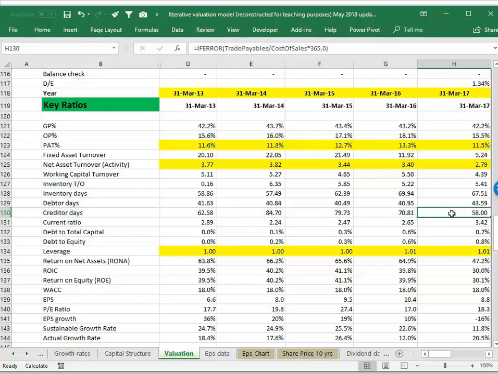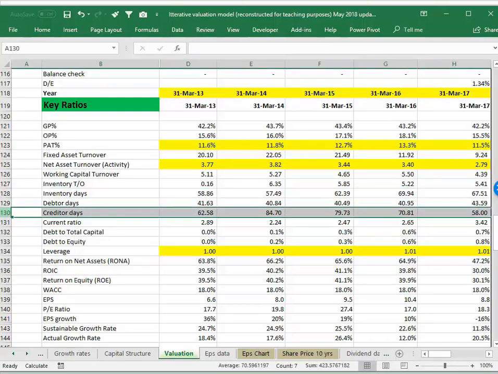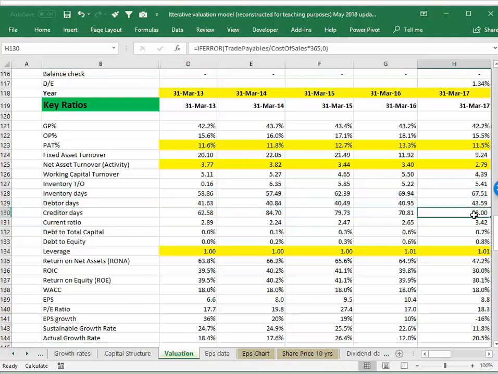And it's interesting that the inventory days and the creditor days mostly match each other. So you might say that the stock on the shelf is sold just in time for Mr. Price to then pay its suppliers and have a net cash effect that balances each other out.